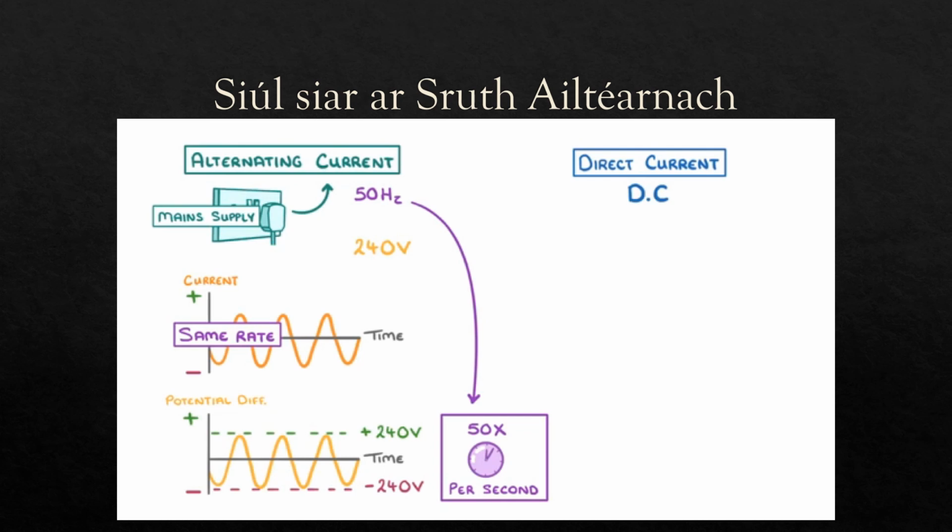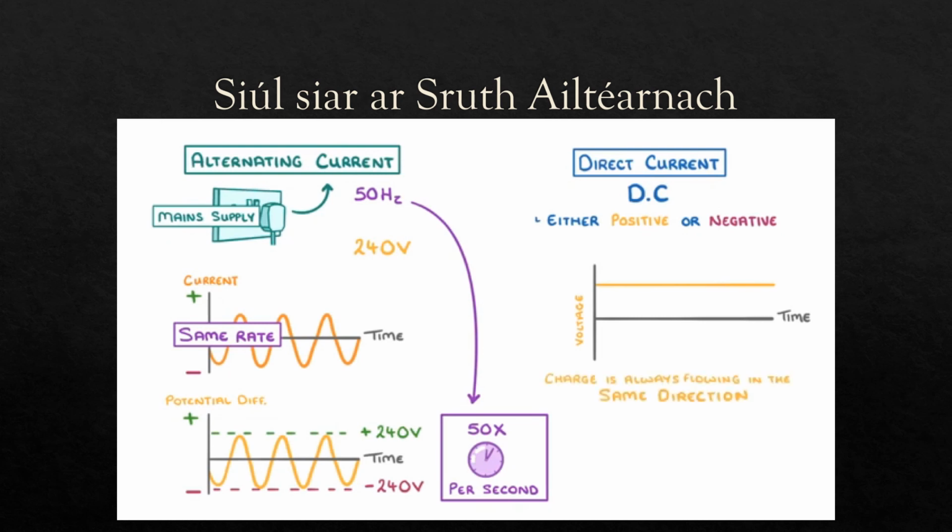Direct current, on the other hand, is produced by a direct potential difference, which is either positive or negative the entire time. So the charge is always flowing in the same direction. We find direct current in things like cells and batteries, like those in your phone or a calculator.